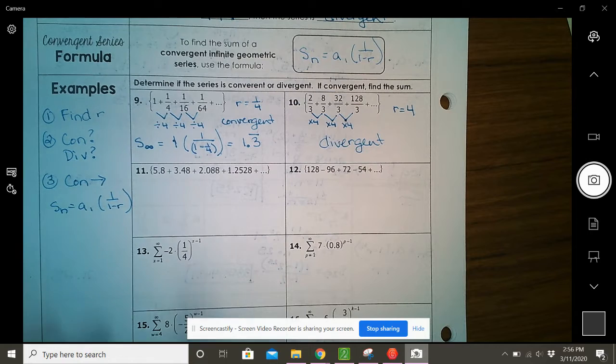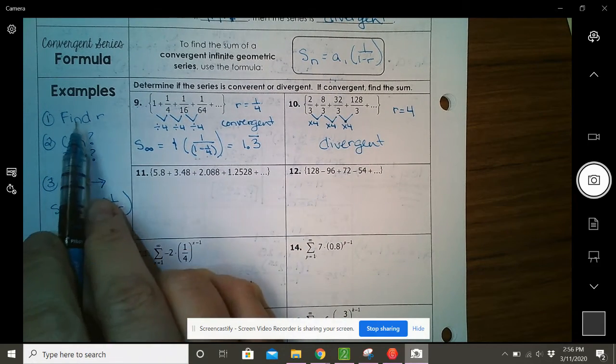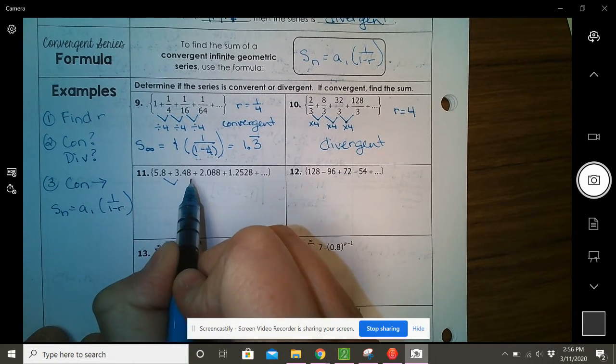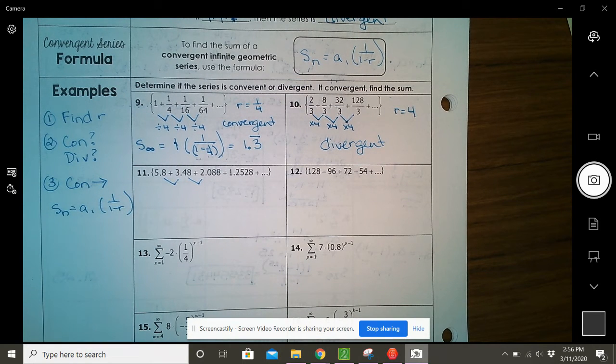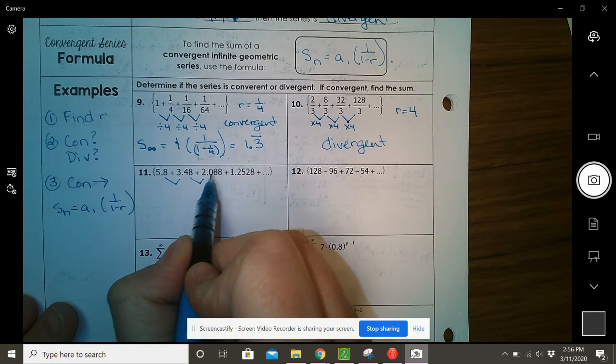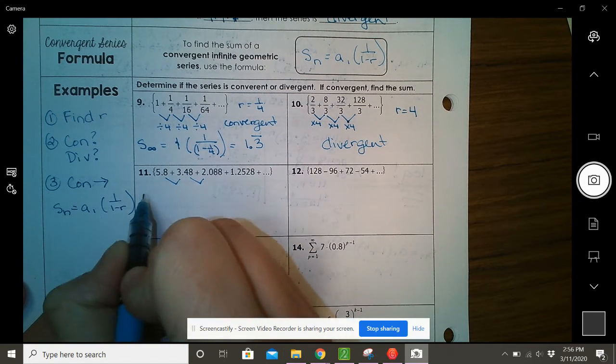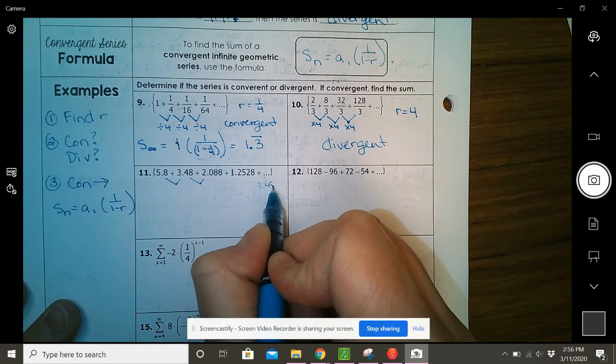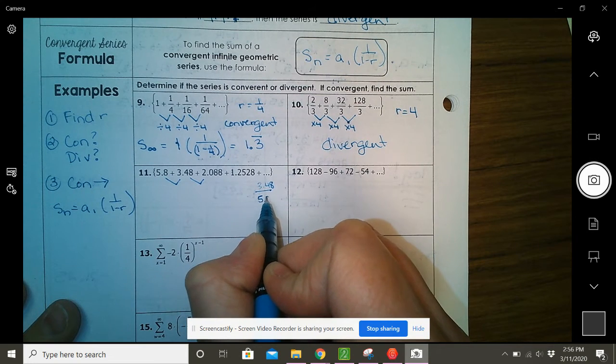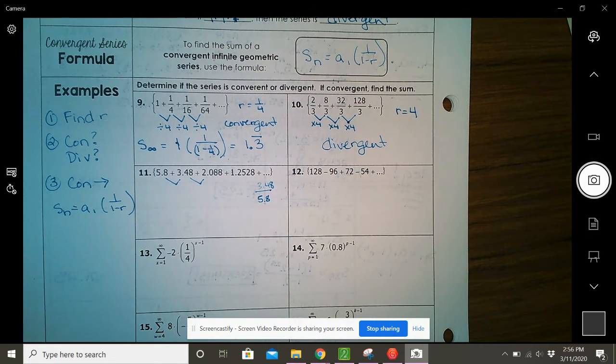Ooh, number 11 looks icky. I have to start with finding the r value, and that is a mess. So if you ever have trouble finding the r value, you can again use Desmos and take any term and divide it by its previous term. So like if I take 3.48 and I divide it by 5.8, that'll give me my r value.